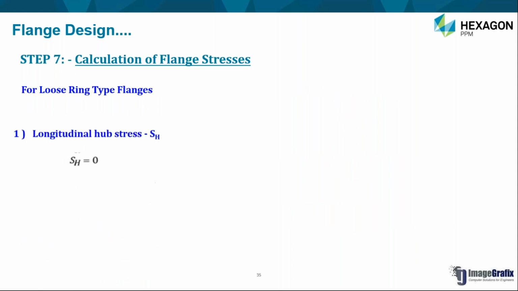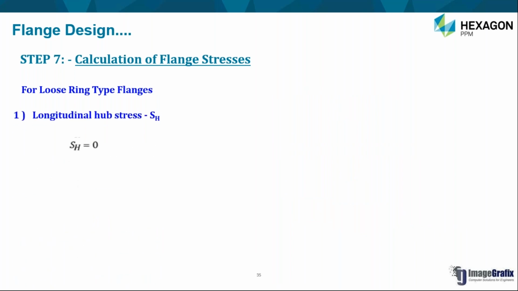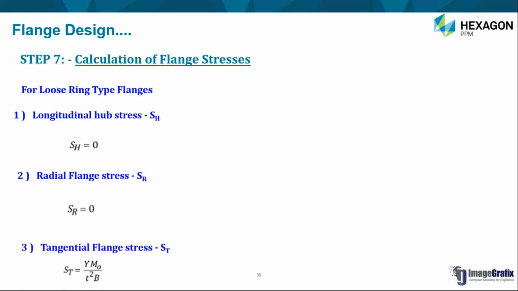Now if we design the flange as a loose ring type of flange, there are only tangential stresses which are going to come into your flange. So there will be no hub, or even if the hub is there, it will not behave like an integral part. So these types of flanges will have no longitudinal hub stress, no radial stress, okay, and only tangential stress which will come into the picture, okay. And the allowable stress for the tangential stress is equal to SF only, okay.